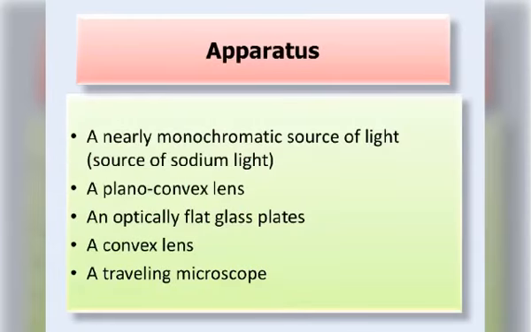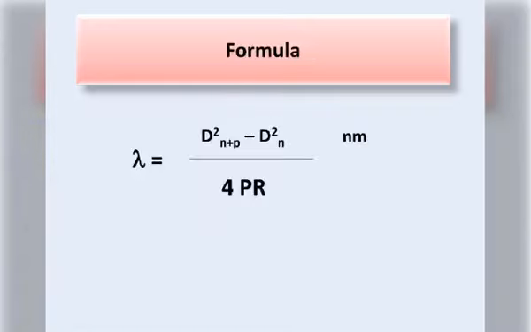Apparatus required for this experiment are a monochromatic source of light, which is sodium light. Monochromatic means having only one wavelength. Then a plano-convex lens, a lens having one surface plane and another surface convex shaped, so this is called a plano-convex lens. Then we use optically flat glass plates, a convex lens and a traveling microscope.